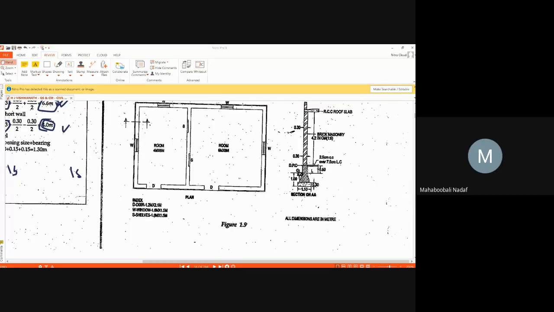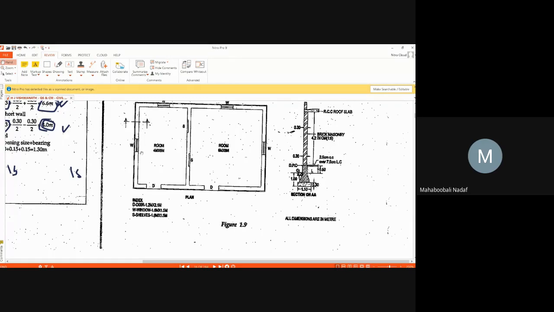How many deductions in the brick wall? 2 deductions, 2 doors. What is the schedule of doors given here? 1.2 width, 2.1 height. Good. Now here only you can consider the lintel. How is the lintel considered? Bearing 0.15, 0.15 bearing. So what is the length of the lintel? 1.2 plus 0.15 plus 0.15. So it will be 1.5. Like that you need to calculate.